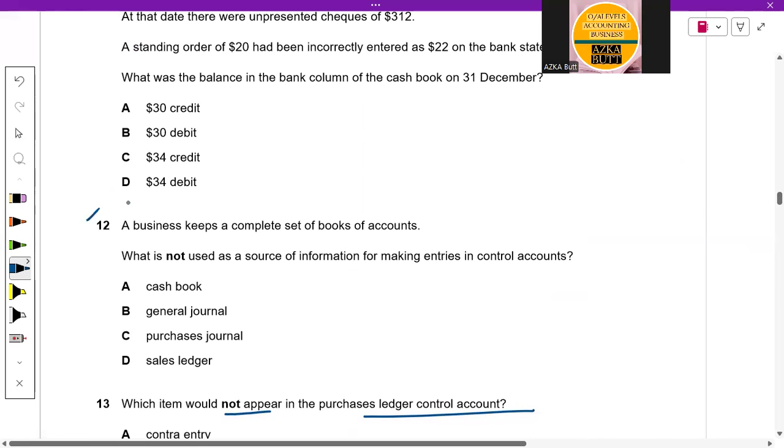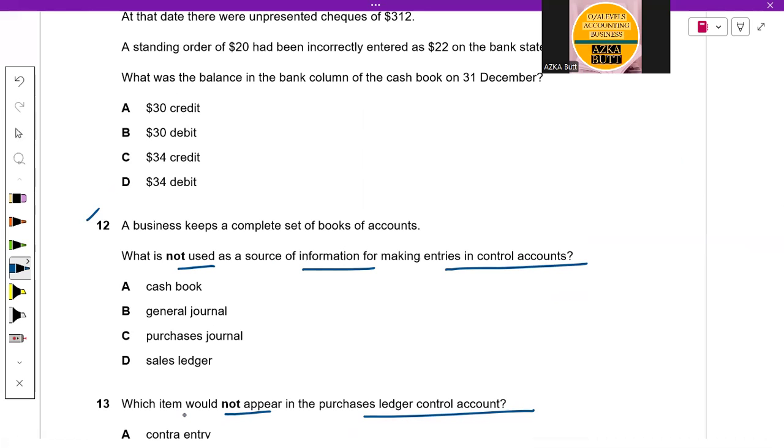Okay, question number 12. A business keeps a complete set of books of accounts, but which is not used as a source of information for making entries in the control accounts. Okay. So sales ledger is a subsidiary ledger that contains individual accounts of customers. It is not a source of information for making entries in control accounts. Instead, it is a destination where detailed customer transactions are recorded. So it's not.